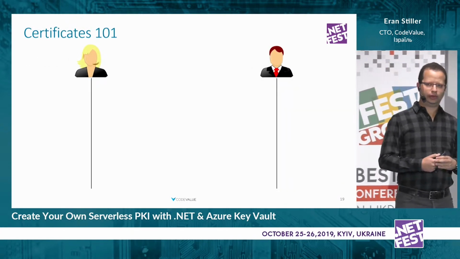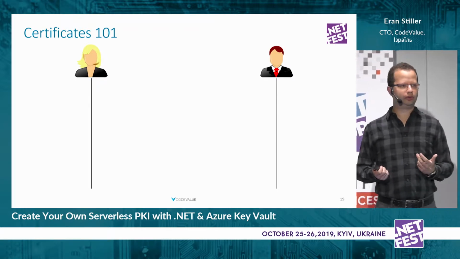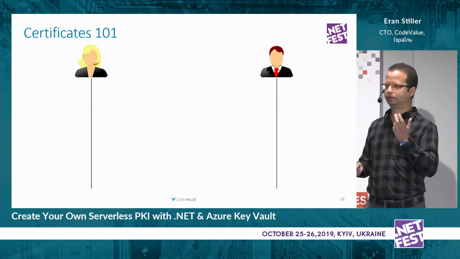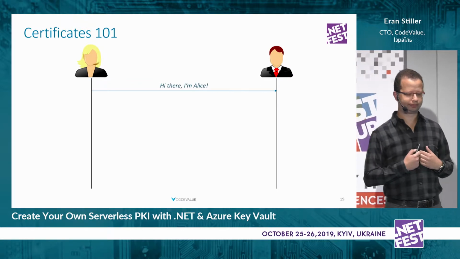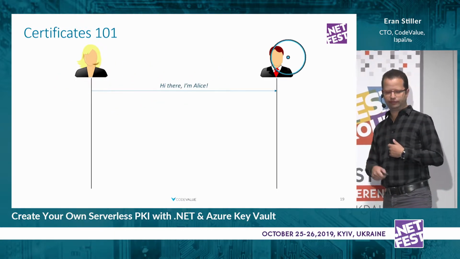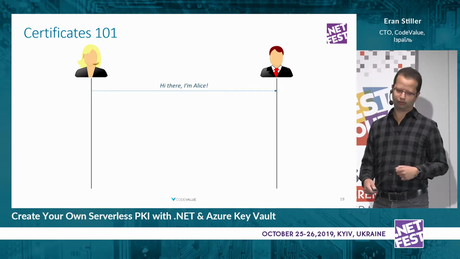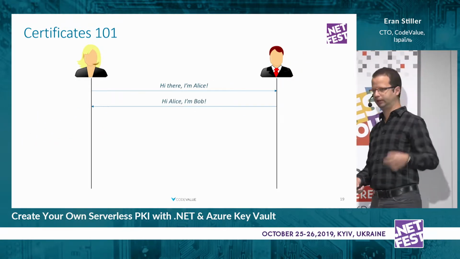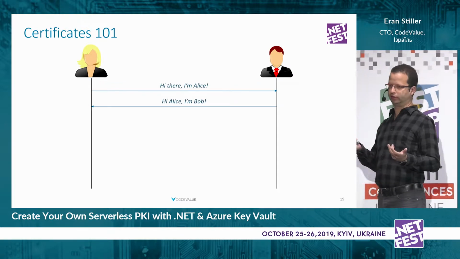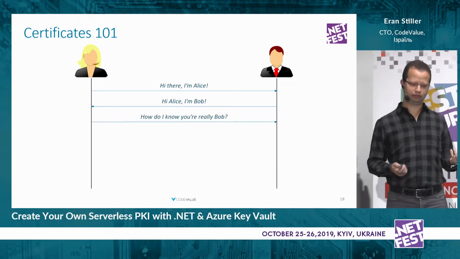So how does it work? When we create a secure channel, how do we use the certificate to prove that we are who we say we are? So in our case, we have Alice and Bob. And Alice wants to open a channel to Bob. So she opens the channel, says, "Hi there, I'm Alice." To which Bob, the service, replies, "Hi Alice, I'm Bob."